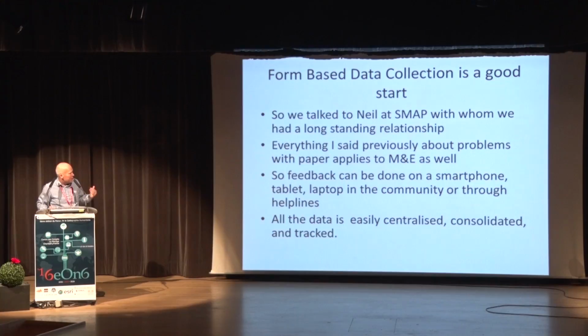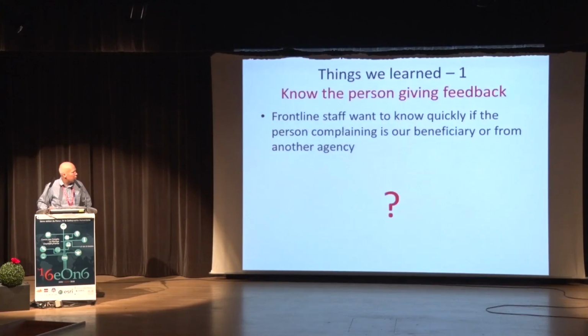Everything that Amos said previously about problems with paper applies to monitoring and evaluation as well. But it's been, to some extent, solved through mobile data collection. So we can do the feedback on a smartphone, tablet, laptop in the community, or through helplines. All the data is easily centralized, consolidated, and tracked. Some fairly mature technology. So things we learnt: they want to know the person giving feedback. They want to know if the person complaining is a beneficiary or not.